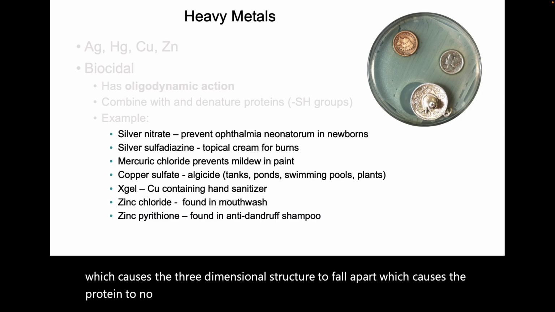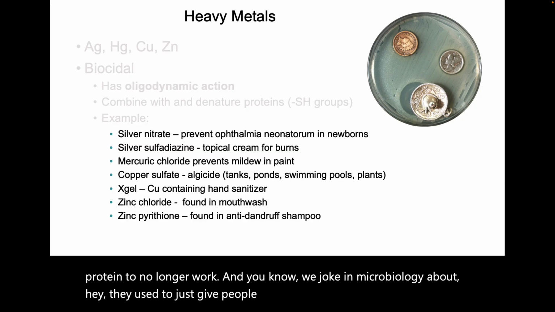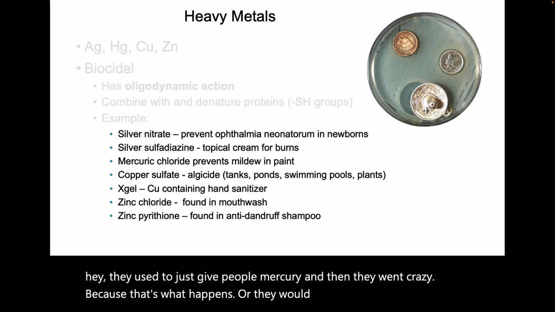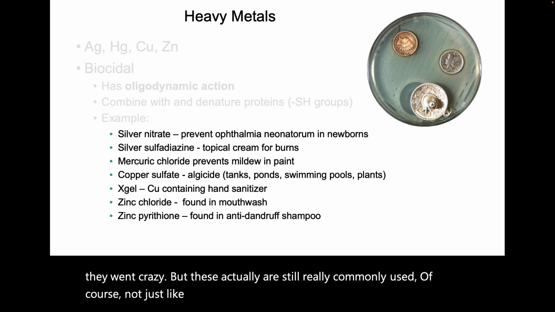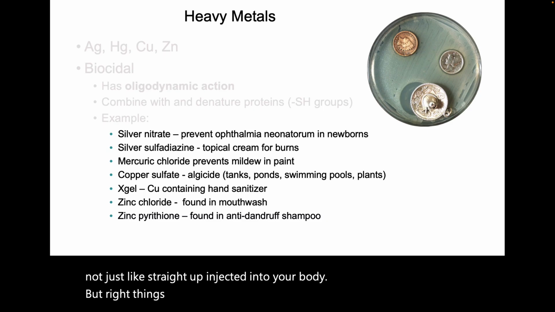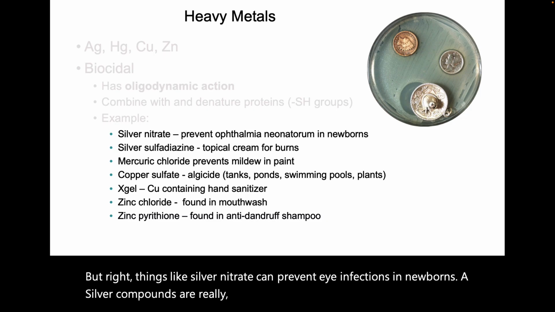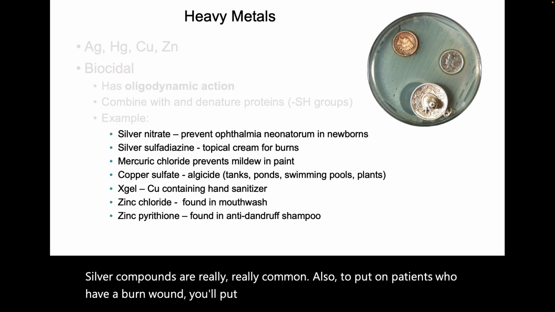And we joke in microbiology about, hey, they used to just give people mercury and then they went crazy because that's what happens. Or they would give people arsenic and then they went crazy. But these actually are still really commonly used, of course, not just straight up injected into your body. Things like silver nitrate can prevent eye infections in newborns. Silver compounds are really, really common. Also to put on patients who have a burn wound. You'll put a silver-based ointment over the burn.